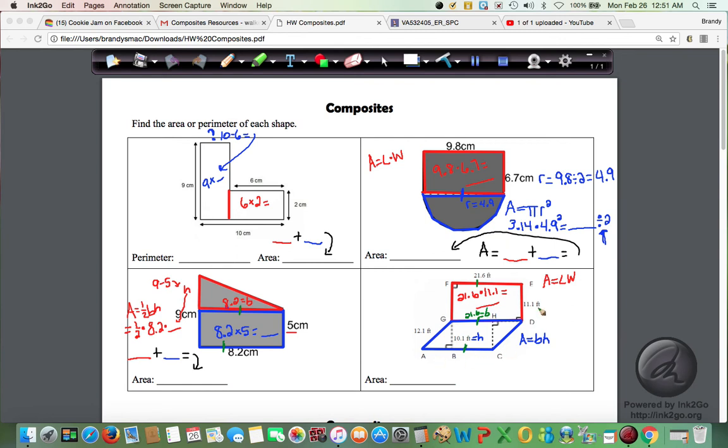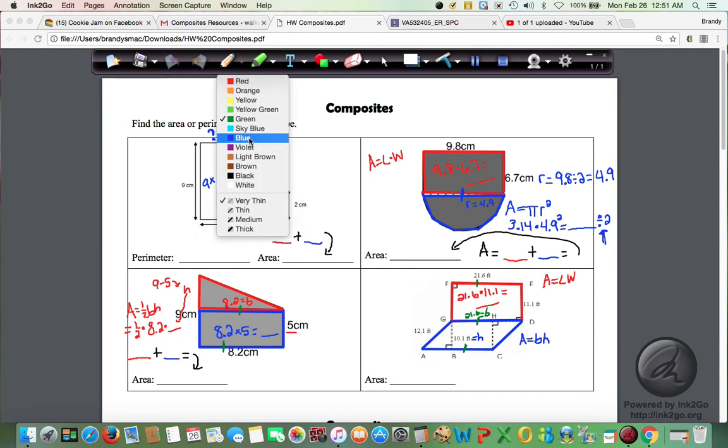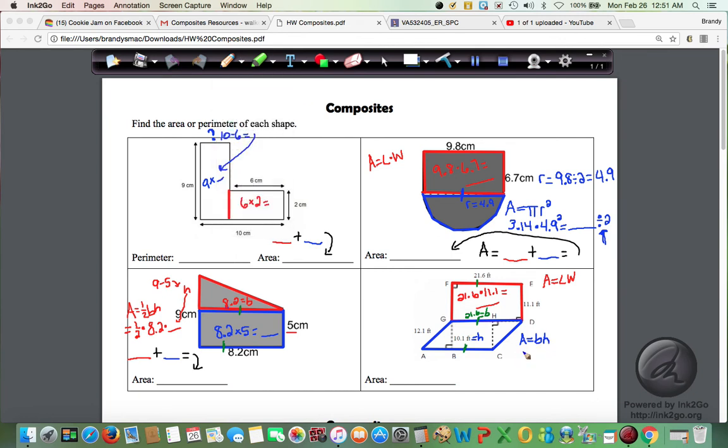I don't know why they have the letters. I think that's just to confuse you. So, almost done, guys. Base times height. So we're going to say 21.6 times 10.1. Okay? And then whatever that answer is, to find the whole shape. So this really hard-looking figure was broken down into two pretty simple formulas that all you do is multiply.